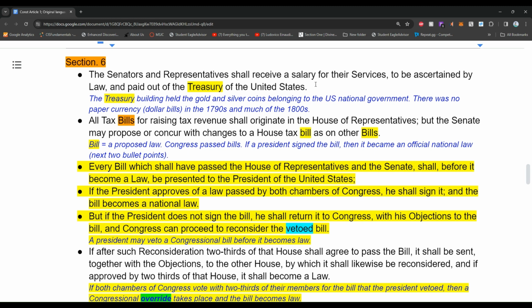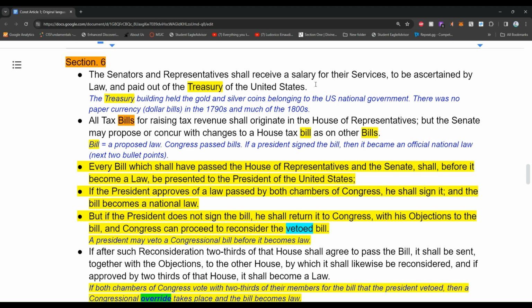Treasury of the United States. It was an actual building that held safely guarded gold, silver, and copper coins. There basically was no paper money back then. And somewhere in the Constitution, it says, hey, the only money was going to be coins. In orange highlighting in the second bullet, bills.